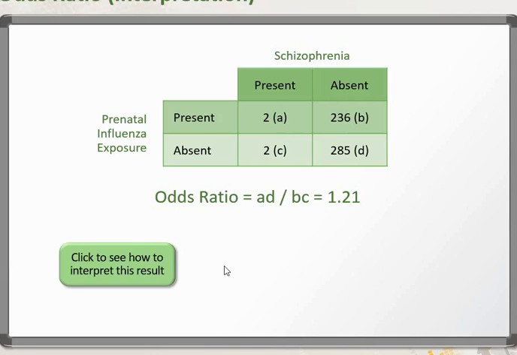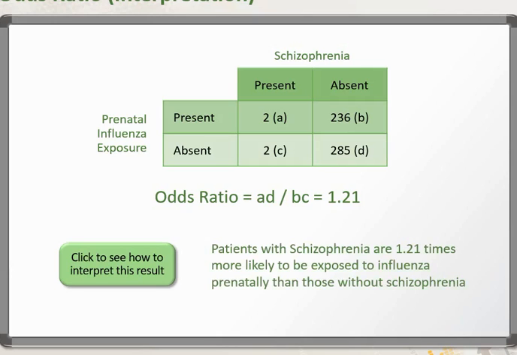Now, if I needed to interpret this in terms of an odds ratio, remember that an odds ratio is calculated in a case control study, and we are measuring the exposure. Therefore, the interpretation becomes patients with schizophrenia are 1.21 times more likely to be exposed to influenza prenatally than those without schizophrenia. Note the direction here. It's patients with schizophrenia are more likely to be exposed because we're actually going backwards in time.